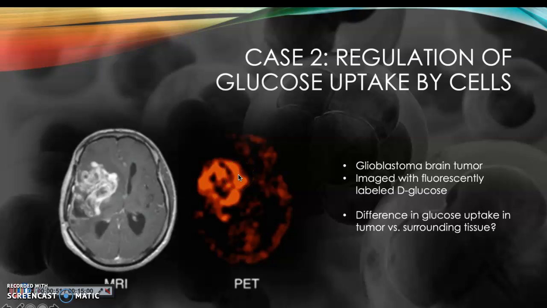From this scan, it is evident that the tumor cells have taken up considerably more glucose, and this is denser here, than the remainder of the surrounding cells in the brain tissue. So I was asked for this case study to determine the difference in glucose uptake from the tumor and the surrounding tissue. So here already, just from the medical imaging alone, you can see that there is a difference.